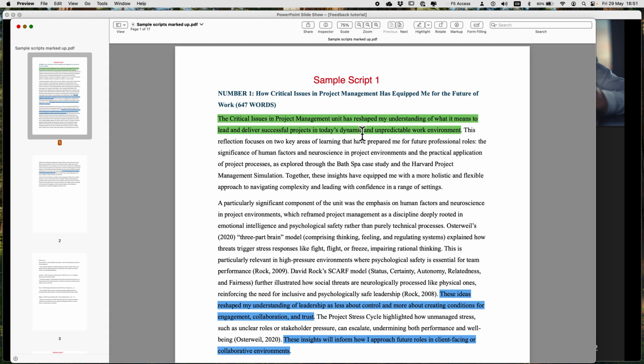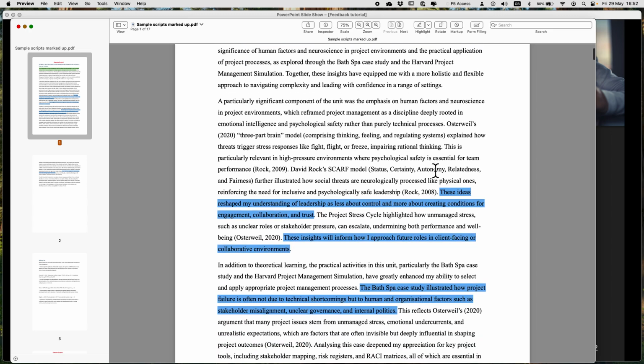"Critical issues in project management unit helped reshape my understanding of what it means to lead and deliver successful projects in today's dynamic and unpredictable work environment." It sets the scene, it's a strong statement, it gives clarity about where they're going with this, and it's confident. And the writing in this piece, although it's quite short, at only 650 words, is strong. This is a well-written piece, it's well structured, and it's very clear. So those are the strong points.